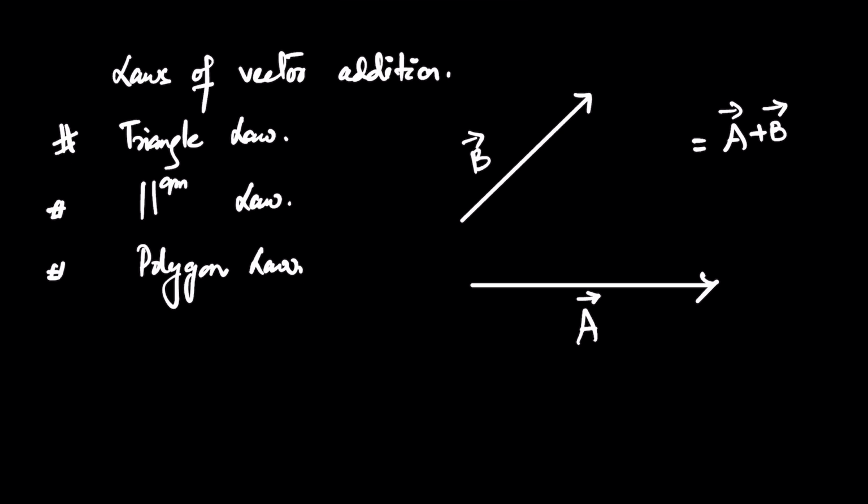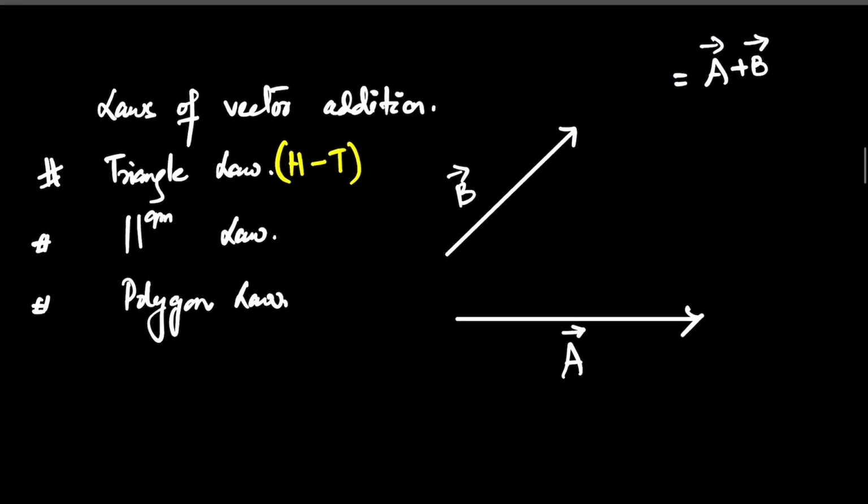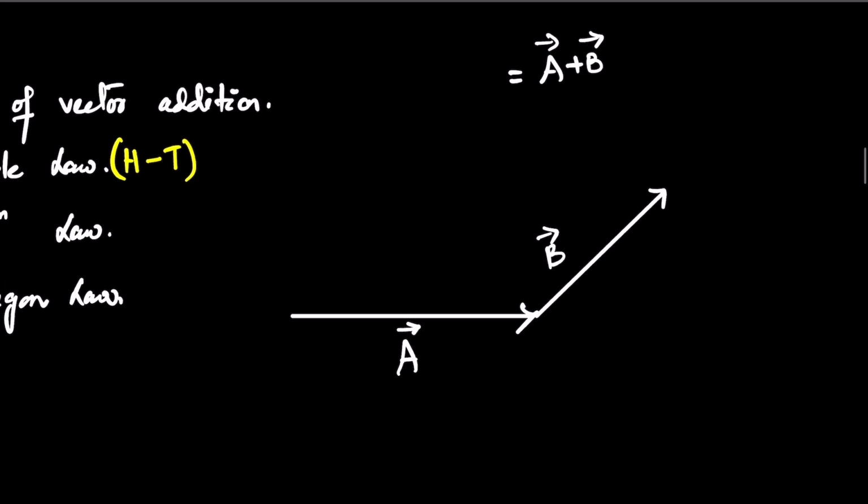According to the triangle law, the triangle law is the head-to-tail method. The head of the A vector is the arrow mark, and the tail of the B vector is where we join. We place B so that the head of A meets the tail of B.